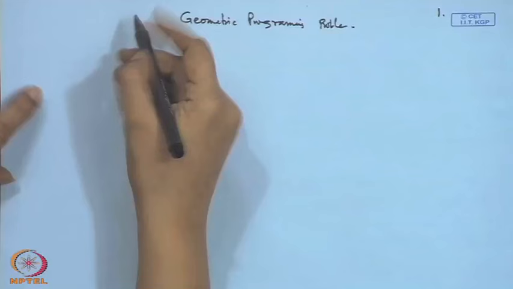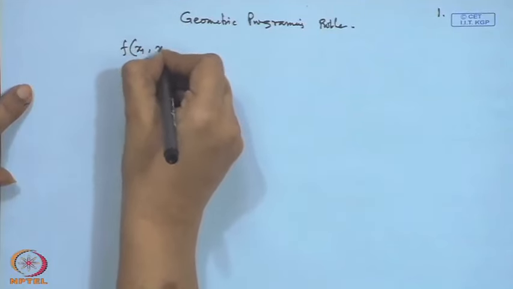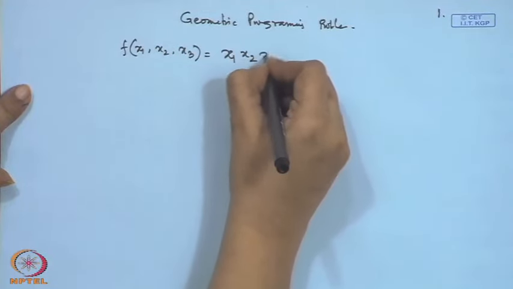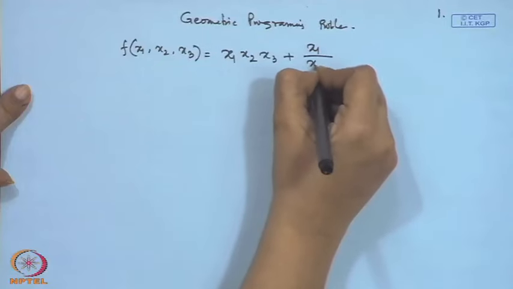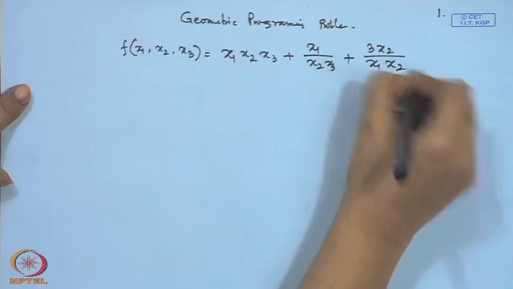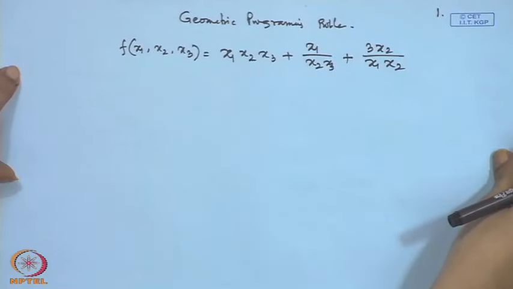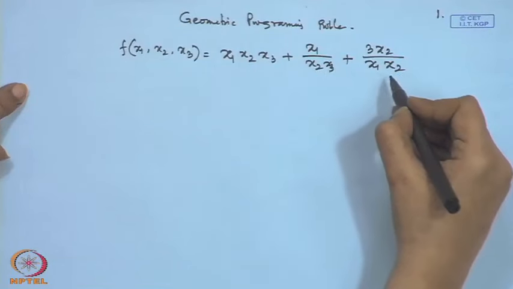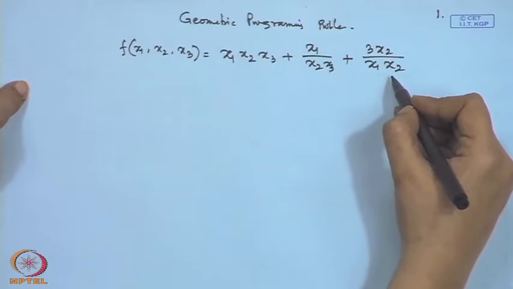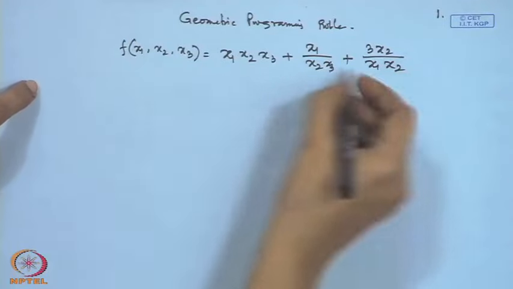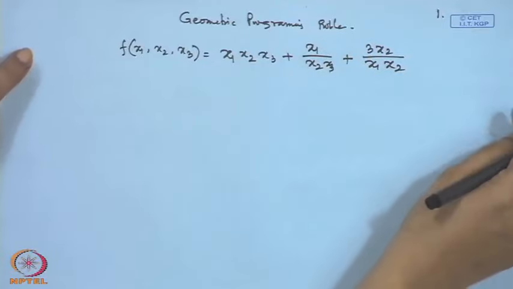Let me give you one example. If there are 3 decision variables involved, x1, x2, x3, let me consider the function x1 x2 x3 plus x1 divided by x2 x3 plus 3 x2 divided by x1 x2. As we see in this function, the powers of x2, x3 in the second term and of x1 and x2 in the third term are negative powers. Thus, this kind of function we cannot say is a polynomial. We call this kind of problem a posynomial problem.